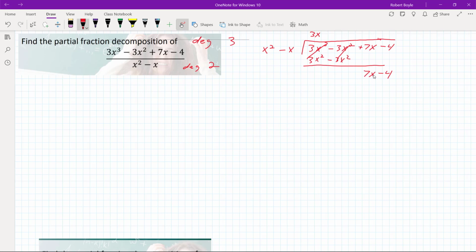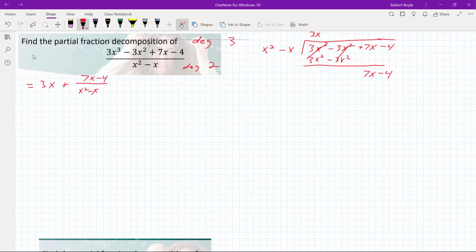Now, since the degree of this is less than the degree of the denominator, this is as far as I need to go. That also means that this is going to be equal to 3x plus (7x minus 4) divided by (x squared minus x).